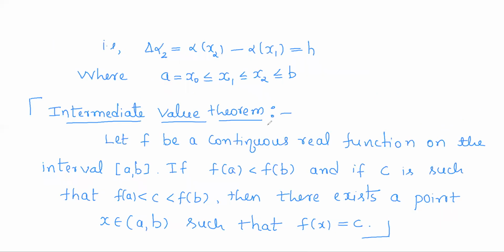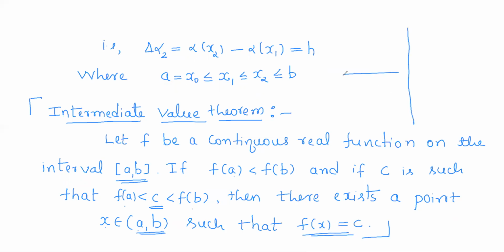So just recall the intermediate value theorem. The intermediate value theorem says that if f is a continuous real function on some closed interval a comma b, f of a is less than f of b, and c is any intermediate value between f of a and f of b, then there exists a domain point x belonging to the open interval a comma b such that f of x is equal to c.